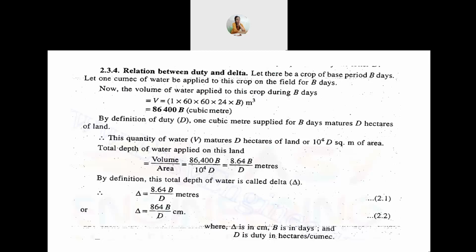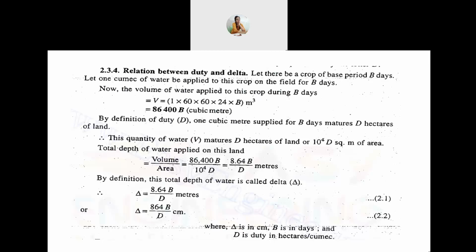The next is by definition of duty, that is D. 1 cumec supplied for B days matures D hectares of land. Therefore this quantity of water, that is the volume, matures D hectares of land or 10 to the power 4 D square meter of area. So total depth of water applied on this land becomes volume divided by area. Volume is 86,400 B and area is 10 to the power 4 D, which is equal to 8.64 B by D meters. By definition, this total depth of water is called delta.